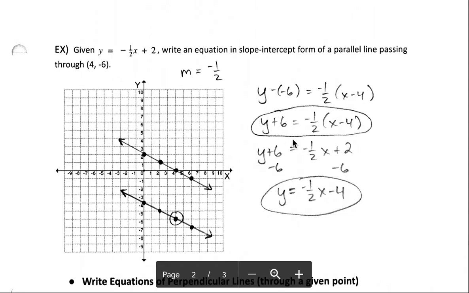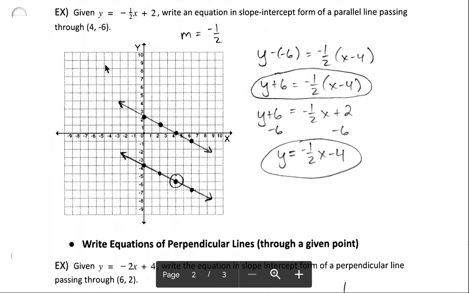So we could represent that equation in point-slope form, or we could do a couple of steps and represent it in slope-intercept form. In order to do that, again, distribute on the right. Negative 1/2 times x is negative 1/2 x. Negative 1/2 times negative 4, that's half of 4, and a negative times a negative is positive. So we got positive 2. Last step, get rid of that, add 6 by subtracting 6 from both sides. And our slope-intercept form is y equals negative 1/2 x minus 4. We see that matching the y-intercept on our graph there. And it crosses through that point, 4 comma negative 6.